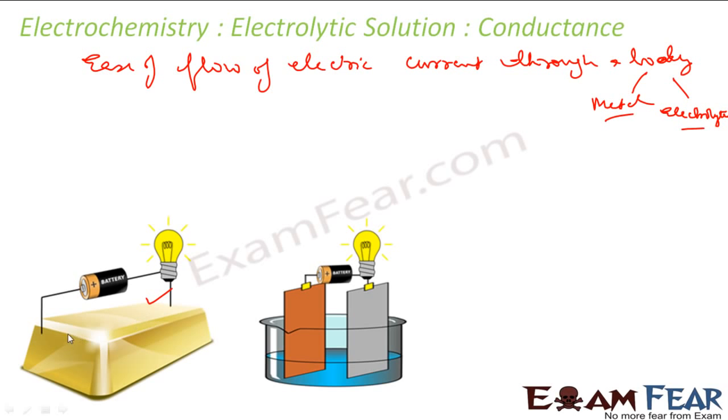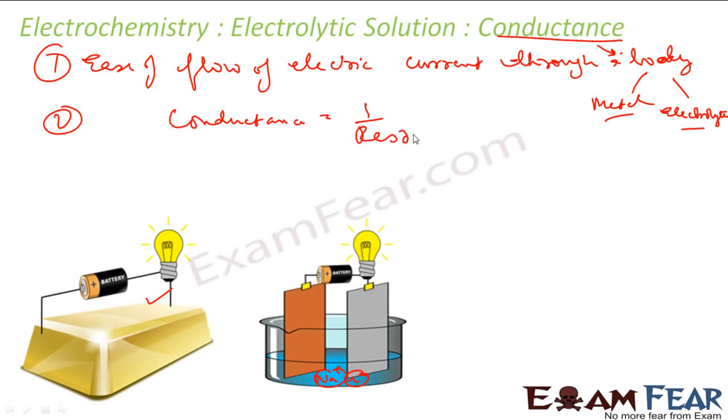If you put a metal here and create a circuit with the battery, you will see that the bulb glows. Same thing with the electrolyte: assuming you're using NaCl electrolyte, it will have ions and conduct electricity. So that is conductance, and resistance is just the opposite of conductance. The resistance offered to the flow of current is called resistance. Thus I can say that conductance is equal to 1 by resistance.